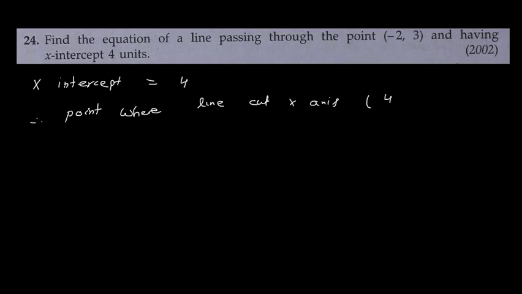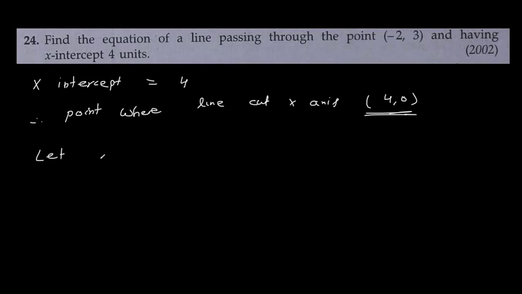Now we have to find the equation of line passing through minus 2, 3 and having x intercept 4 unit. So here x intercept is given. X intercept is 4. So therefore point where line cuts x axis is 4 comma 0. Okay, so we have two points, find the equation of line passing.